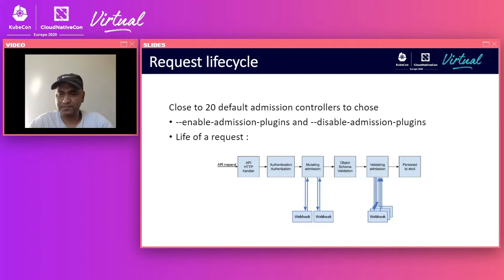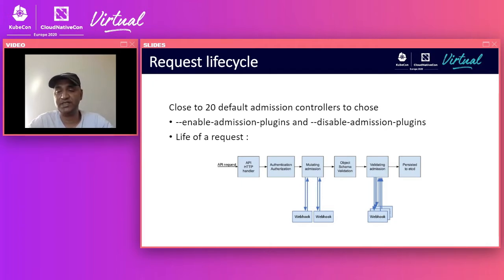Let's look at the flow of an incoming request. As a request comes in, authorized and authenticated properly, it will go through a mutating phase where any mutating built-ins as well as custom webhooks get executed serially. And then those will affect the incoming object's spec or make modifications to the spec.